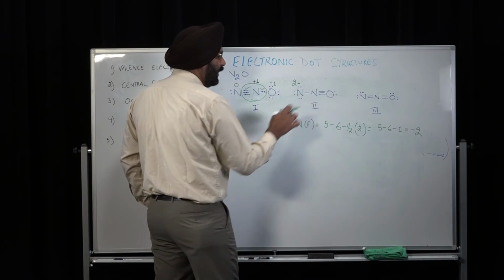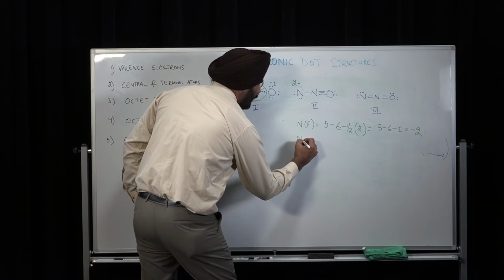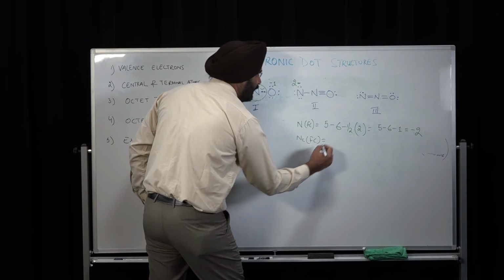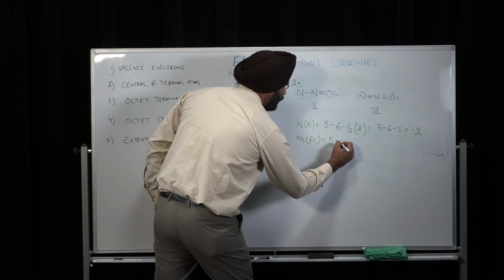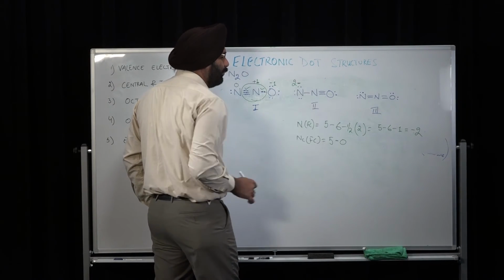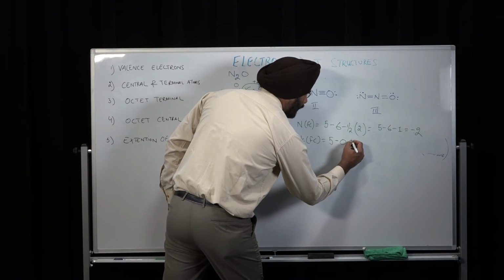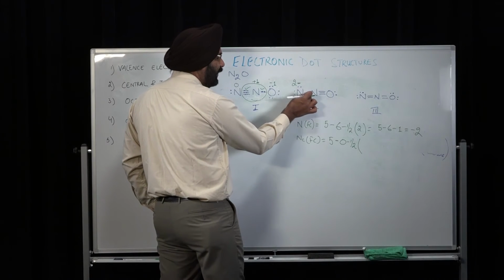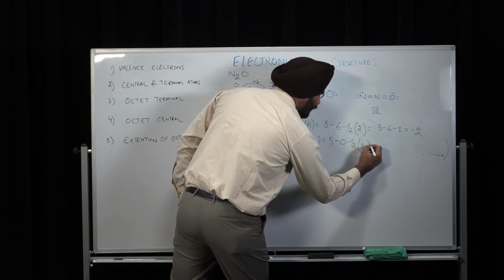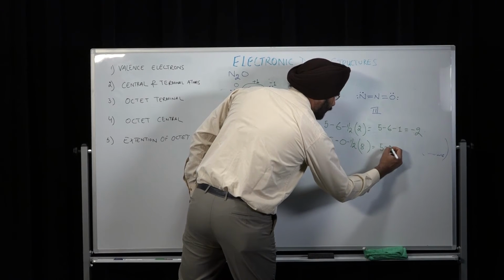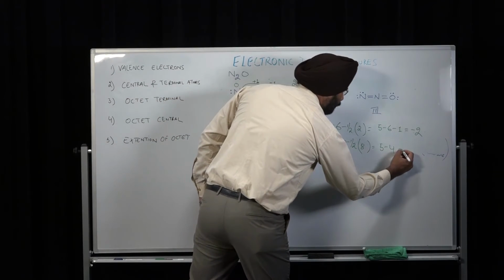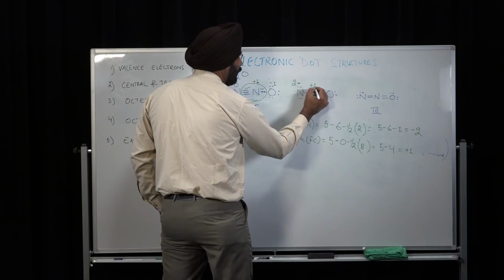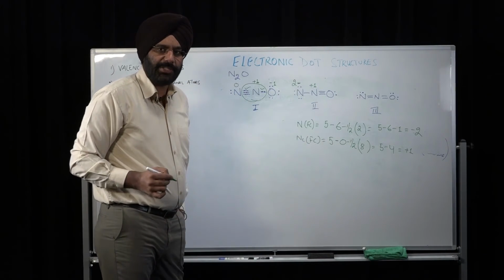For the central nitrogen atom, what is the formal charge? Nc. That is 5 minus 0, because there are no non-bonding electrons, minus half of the bonding electrons. 6 from this side, 2 from this side is 8. So this will be 5 minus 4. So that means a positive 1. So the formal charge on this nitrogen is a positive 1.